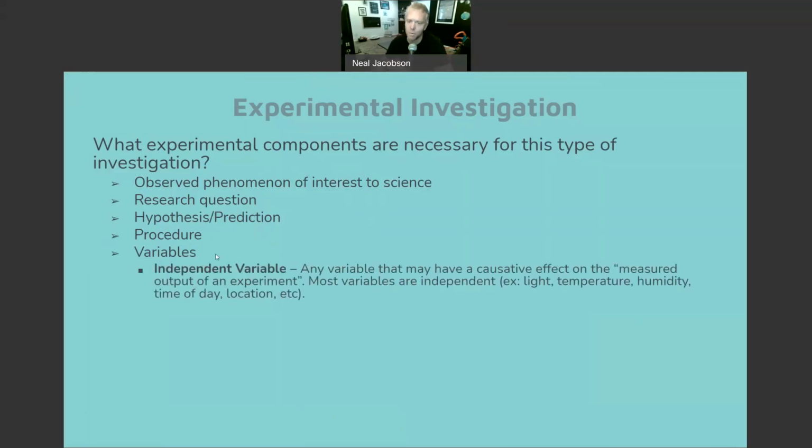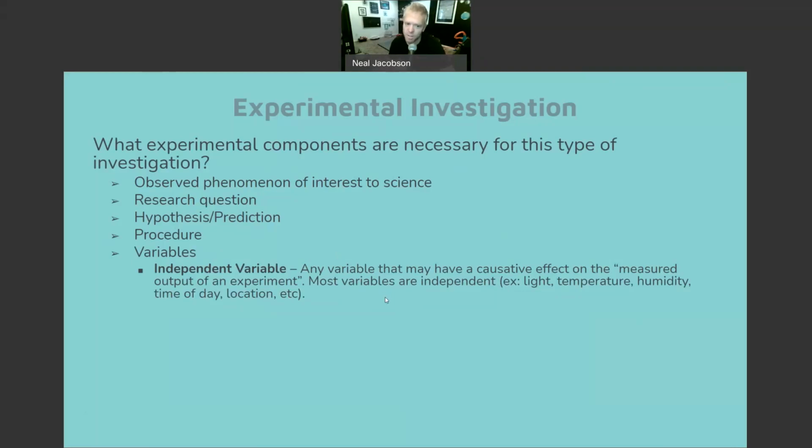So an independent variable is any variable that could have a causative effect on the measured output of the experiment. The measured output of the experiment, spoiler alert, is the dependent variable. So you can think about this: independent variables you can manipulate. You can change them. You can change what time of day you conduct the experiment at. You can change how much light the subjects are exposed to. You can change the humidity in the room. You can change where you're doing the study. You can change how much medication is being administered. All of these things are things you can actually change.